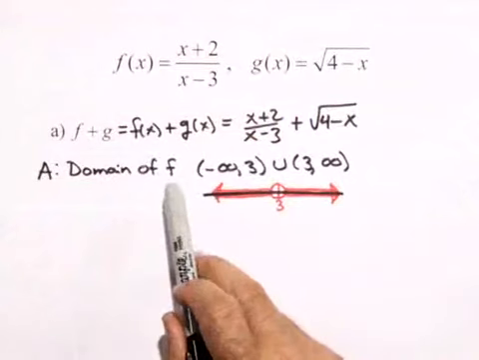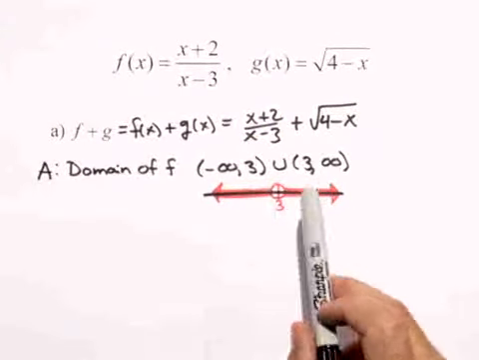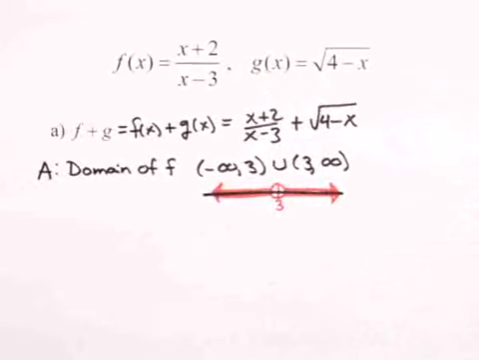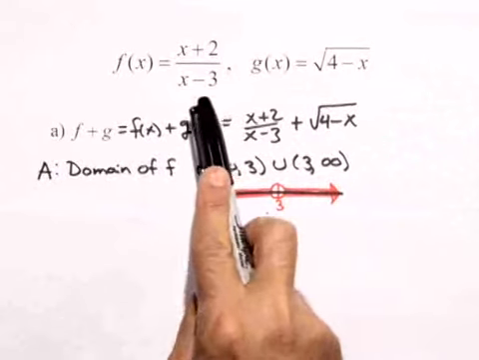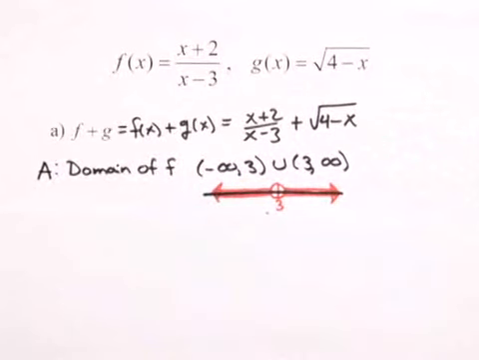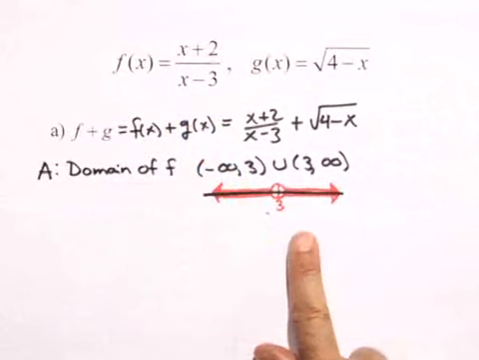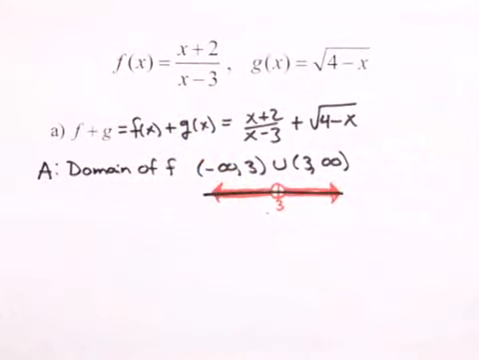The domain of f is all real numbers except 3. Now that's because f is a rational function. Rational functions are defined everywhere except for those values of x that make the denominator equal to 0. The only number making the denominator 0 is x equals 3. So all real numbers but 3.